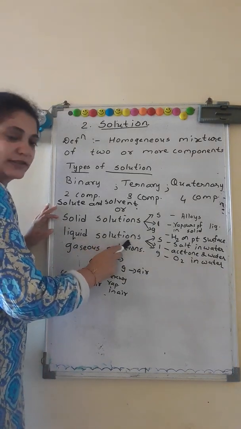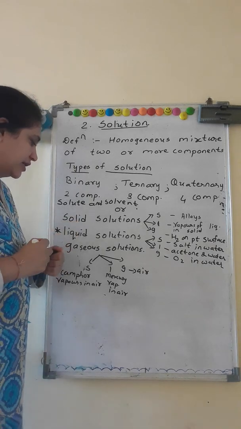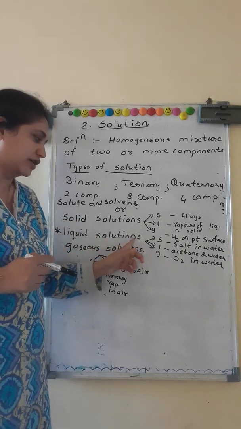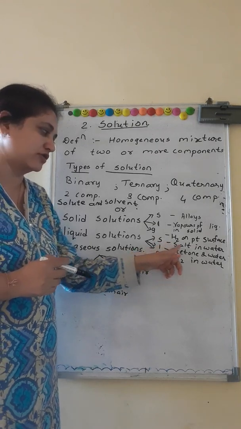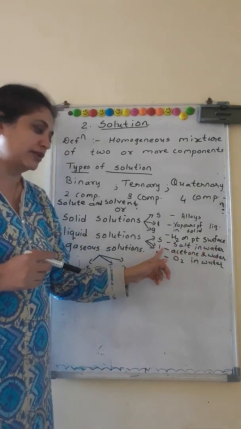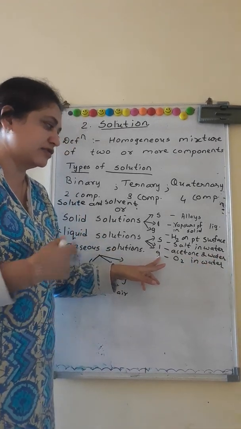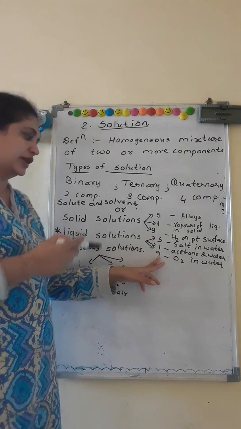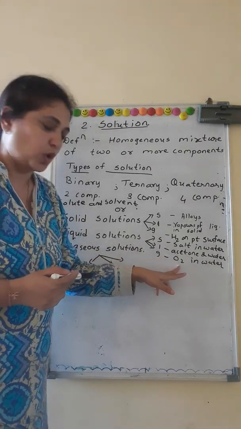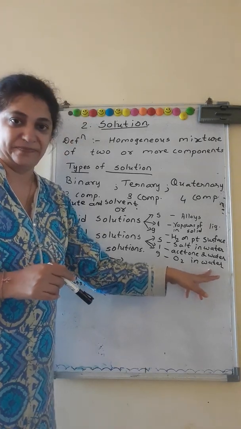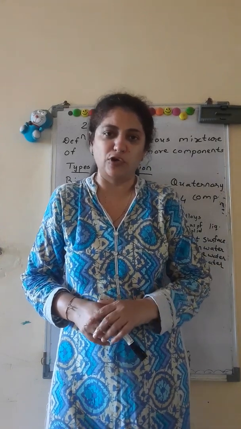Then liquid solutions. These are more practical and generally in use. In liquid solution, solvent is liquid, solute can be solid, liquid or gas. Example of solid solute, salt in water. Liquid solute, acetone in water or alcohol in water. Gas as solute and liquid solvent: oxygen dissolved in water, or carbon dioxide which is dissolved in water will be this type of solution.